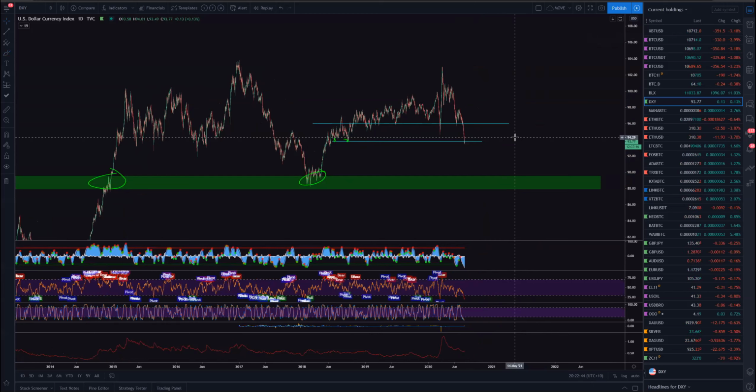And you've got to remember as well, the US government wants the DXY to drop. So I always say, try not to fight the Fed. Try not to fight the Fed, because they can just change the rules to do whatever they want, right?